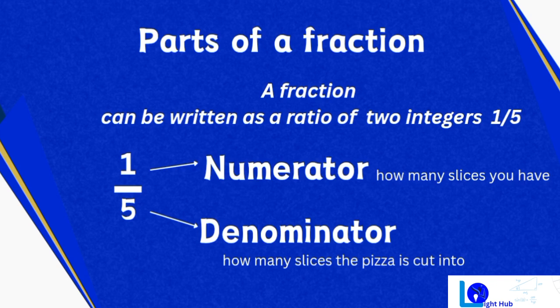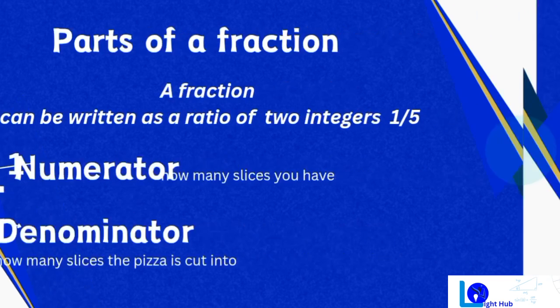So the numerator tells us how many slices we have. Under our case study, you see I removed one part out of the pizza. That's why we have 1 as our numerator. And the denominator is 5 because the whole pizza was divided into 5 equal parts. That is why it is 1/5.